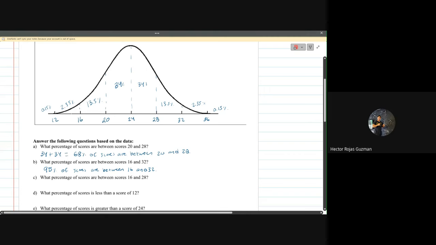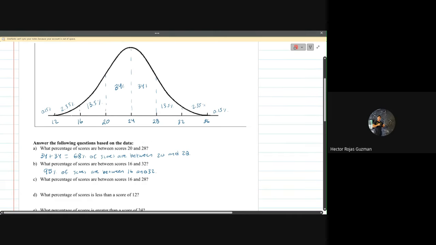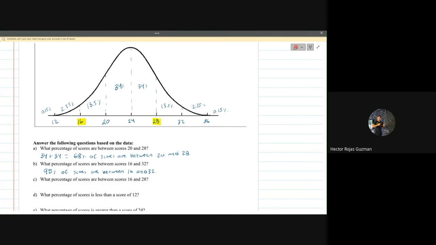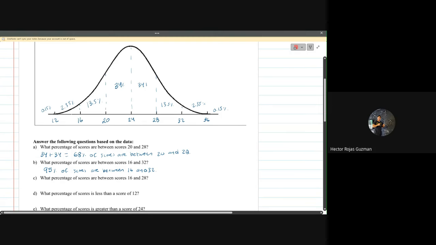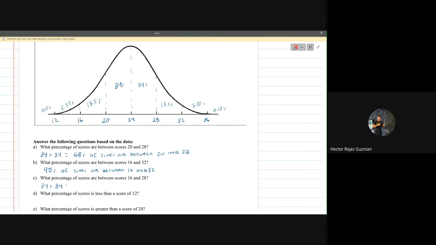What percentage of scores are between 16 and 28? As you can see right now, these kinds of problems are all about adding percentages. 16 and 28 are right here. I'm going to add 13.5, 34, 34. For the sake of the video, I'm going to skip my sentence and just show you the answer. We have 34 plus 34 plus 13.5. That would be 68, 71, 81. 81.5% of scores are between 16 and 28.